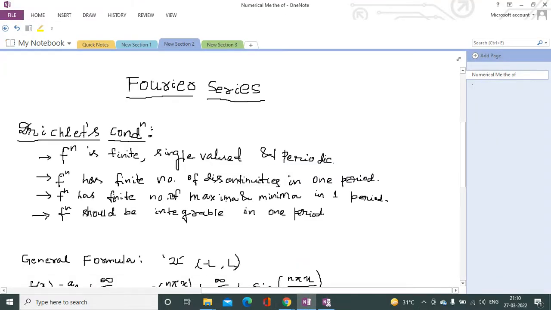Welcome to MechTech 40. Today we will study about Fourier series. As you know, this is a pain area in mathematics. So let's discuss it in a simple way.